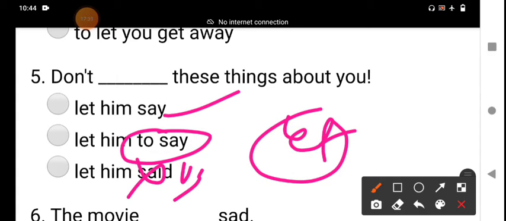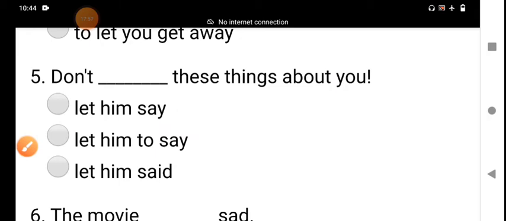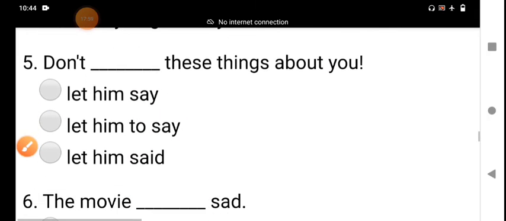Don't let him. It is the present tense, at the time of talking. Don't let him say these things about you. Let means allow or permit. Don't allow him, don't permit him. After the object, it takes the bare infinitive, without to, the plain infinitive. Don't let him say these things about you. This is the right answer, my dear students. And we go to the next one.